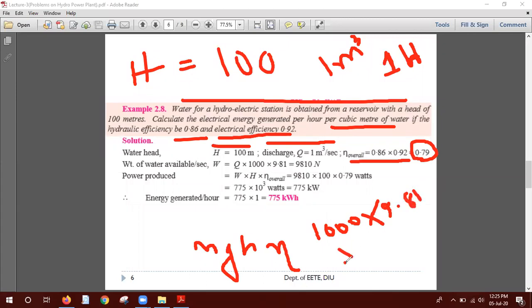And H is given here, that is 100. Into eta, we already found the multiplication of the two efficiencies, that is 0.79. So if we multiply all the values, we get the power, that is 775 kilowatt. That is the power we get from our power equation.